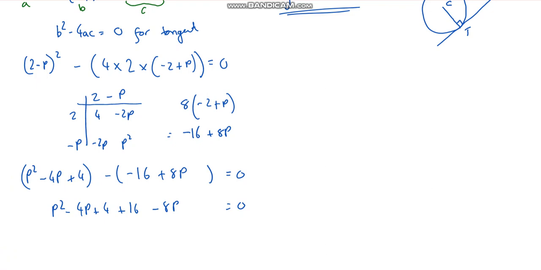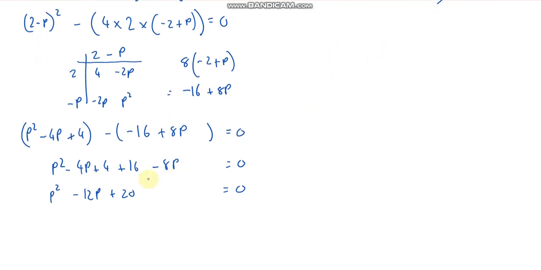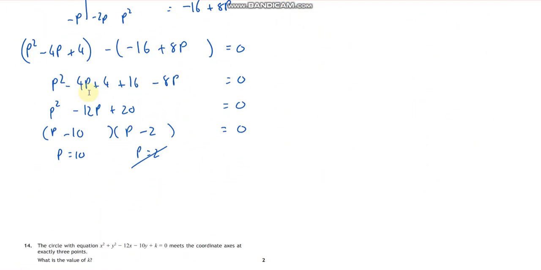And then we'll group our like terms. So that will be p squared, take away 12p plus 20 is equal to 0. And then it's just a factorize. So what adds to negative 12 and multiplies to 20? I'm thinking 10 and 2 is looking quite good. Yeah, negative 10, negative 2. So that means that p is equal to 10, or p is equal to 2, but p can't be 2 because the question said it is greater than 3. So my final answer is p equals 10.